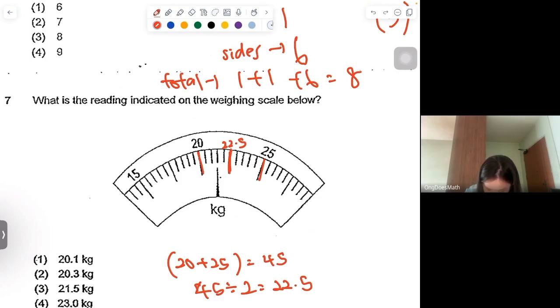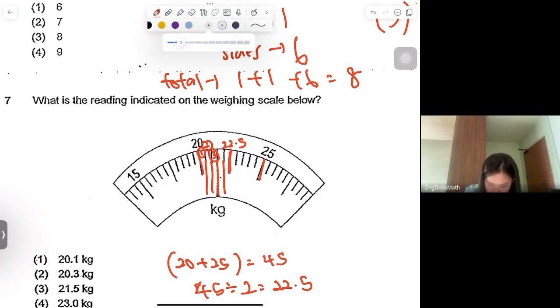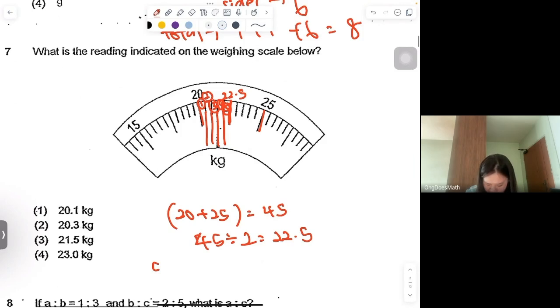Then what about each individual interval? So I'll just highlight. From 20 to 25, there are 5 intervals: 1, 2, 3. I'll decrease my pen size. 4, 5. There are 5 intervals, and 22.5 minus 20 gives you 2.5 kg.